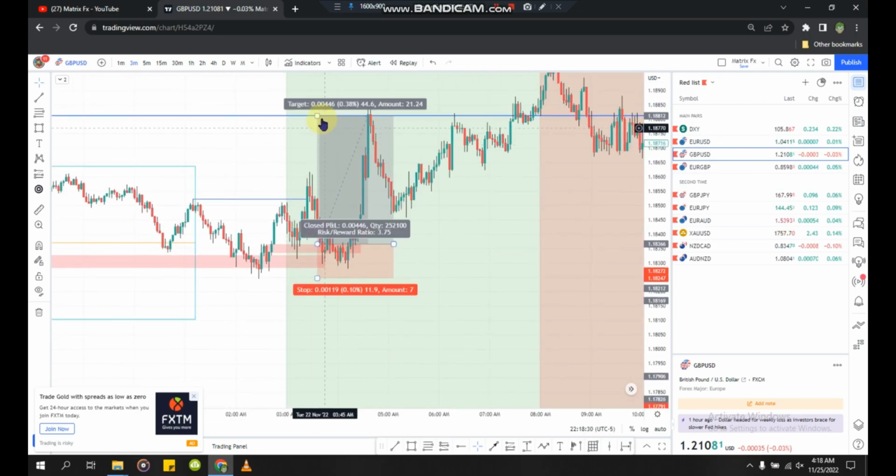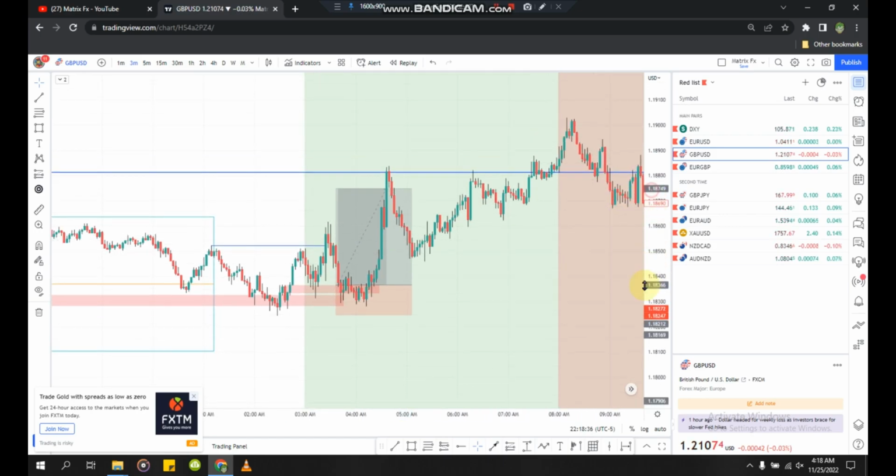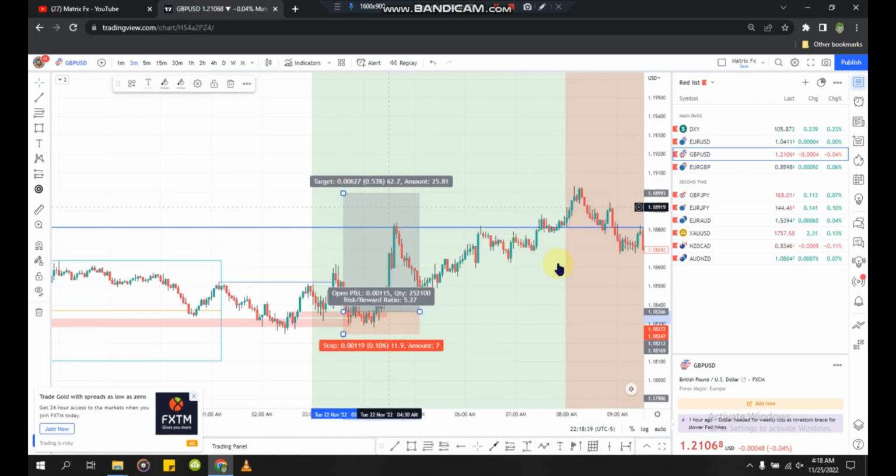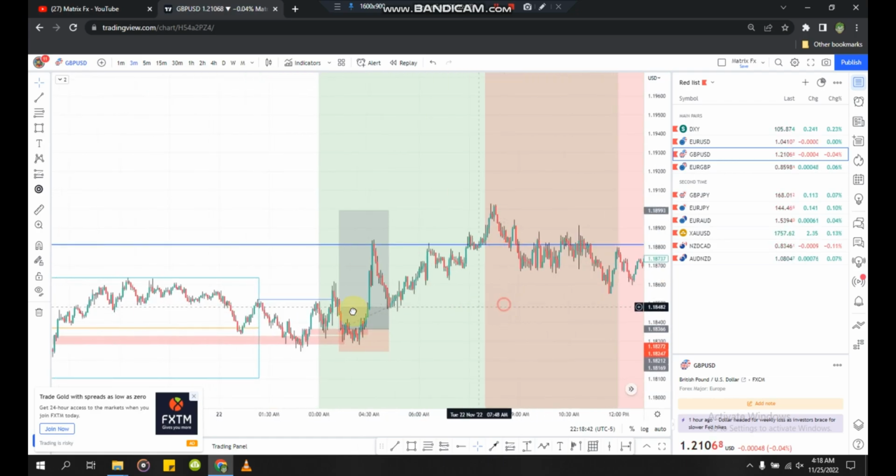So you can see this is a 1:3. This is our standard 1:3 right here. And you have seen the market quickly hit our TP. So for those of you who leave your TP open and you caught this move, lucky you.